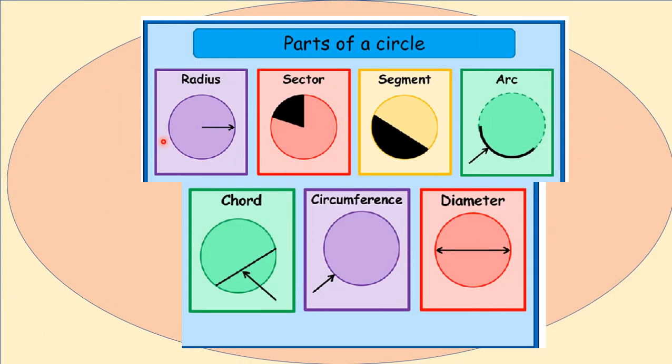Now let's revise the parts of the circle, that are radius, sector, segment and arc, the chord, the circumference and the diameter.